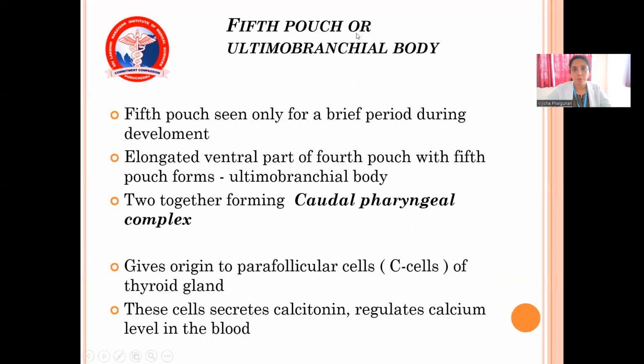Then the last pouch is the fifth pouch or ultimobranchial body. The fifth pouch is seen only for a brief period during the development. The elongated ventral part of the fourth pouch with the fifth pouch forms the ultimobranchial body. There is always a question on what is ultimobranchial body. Okay, so the fourth pouch with the fifth pouch together is called the ultimobranchial body. The two together form a complex. You call it a caudal pharyngeal complex. It gives origin to the parafollicular cells or C cells of the thyroid gland. These cells secrete calcitonin, which regulates calcium level in the blood. Okay.